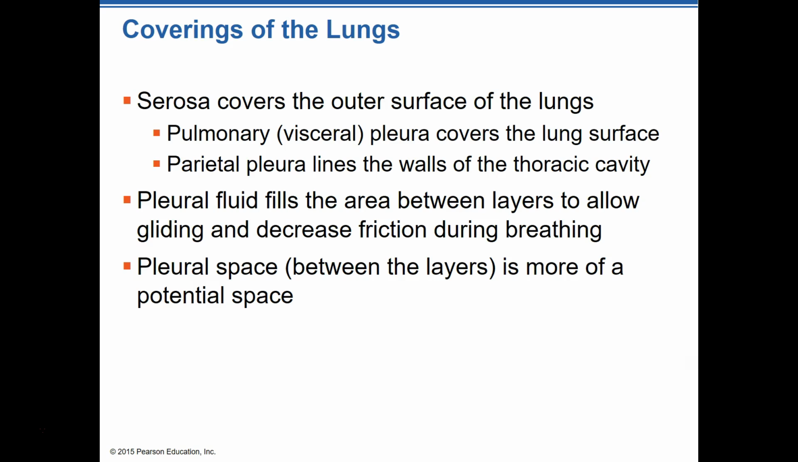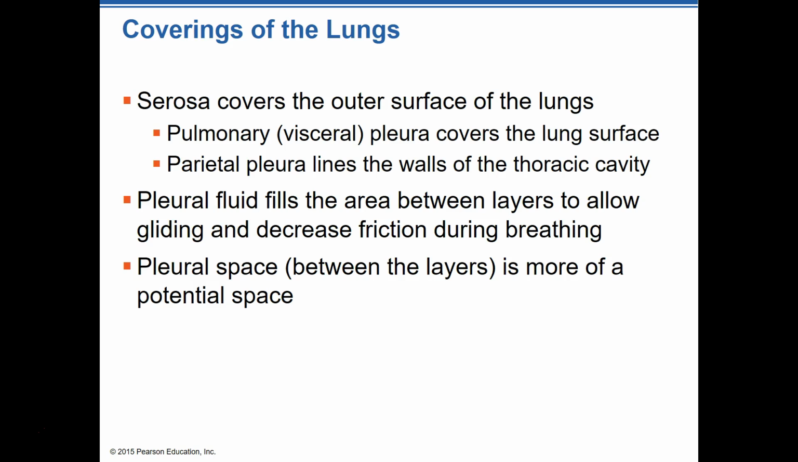There are some coverings on the lungs that protect them. The lungs need to be able to move freely within the chest cavity, so they need to not be rubbing up against other things. So we have this serosa that covers the outer surface of the lungs, and we call that the pleura. We have the pulmonary pleural covering on the surface of the lung, and then we have the parietal pleura that lines the walls of the thoracic cavity. Just like in previous chapters, these linings separate organs from all the other organs in the environment and allow for some movement.